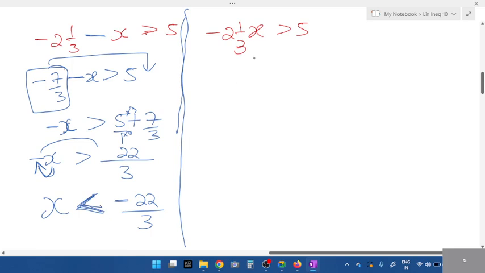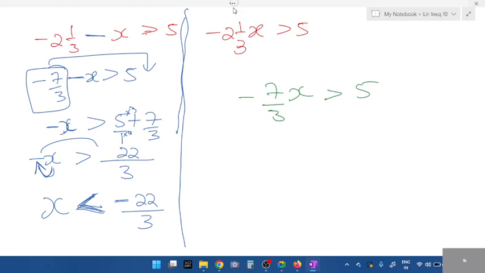Okay. Now the next, look at the right hand side part. Right hand side. 2 1 by 3, students. First convert it. 7 divided by 3x is greater than 5. Now what's the first step we do? Minus 7. Both are close, just beside x, students.